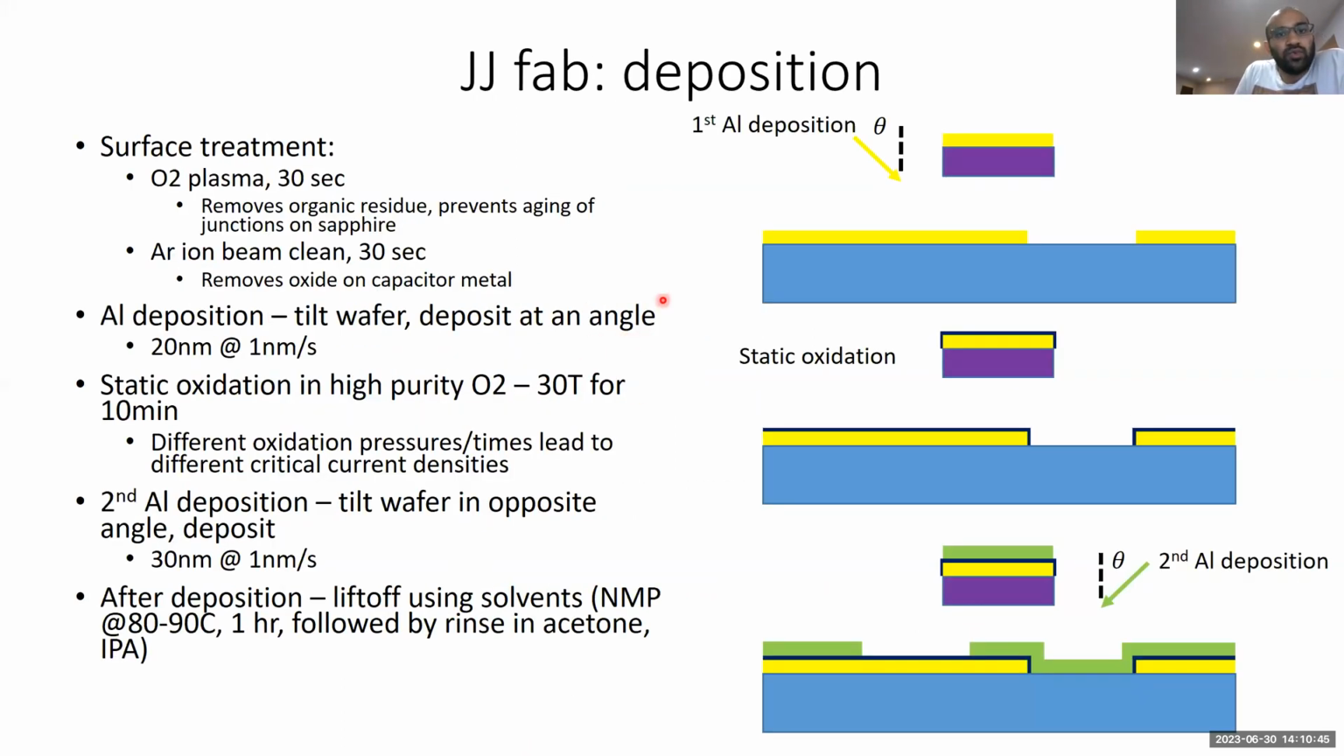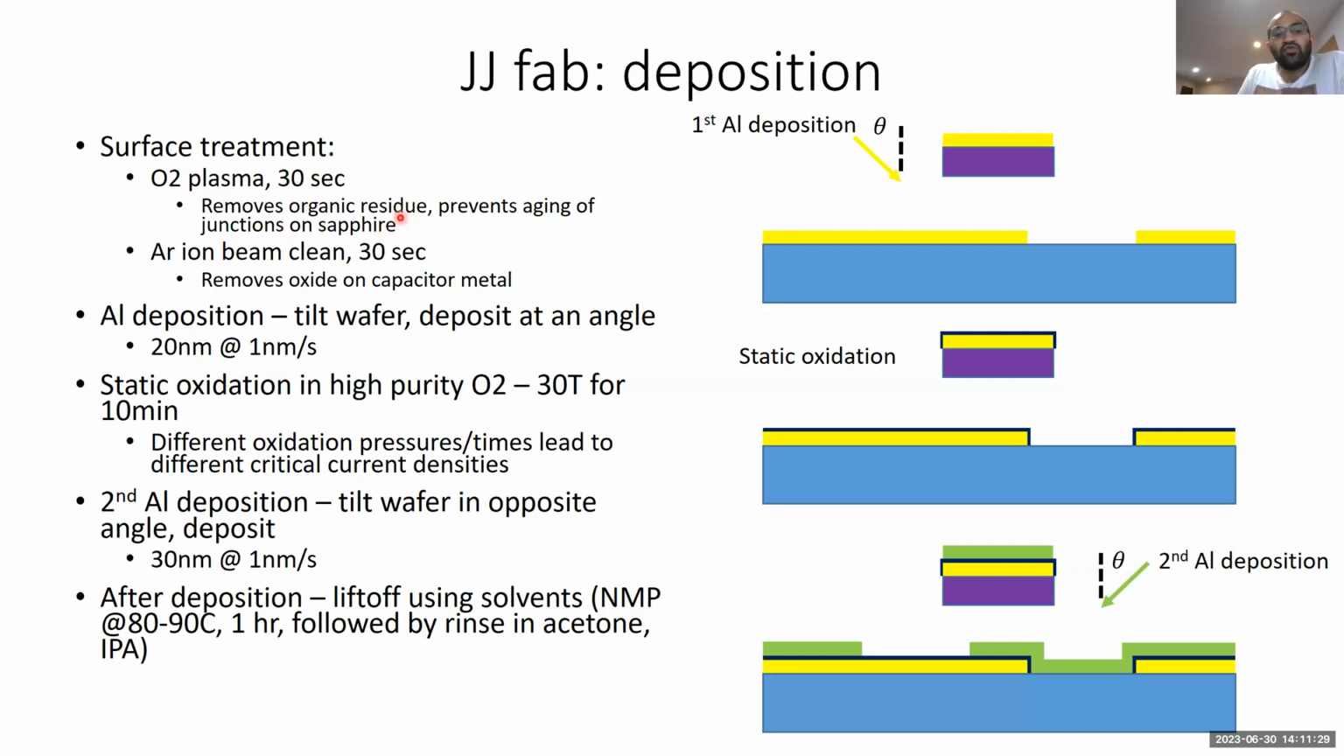Okay, so once we have done that junction patterning, we can now do our double angle deposition to deposit the junction. So the first thing you want to do is try to do an in situ surface treatment. So you load your wafer into your evaporator, and hopefully your evaporator has either an argon ion mill or some sort of oxygen plasma capability. These are the two types of treatments that are commonly used in our lab. Oxygen plasma for 30 seconds.